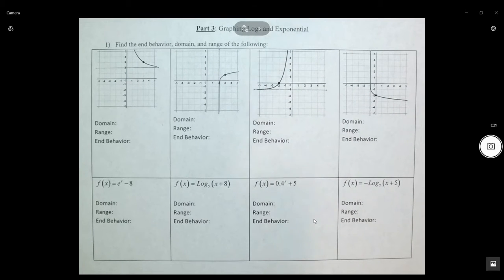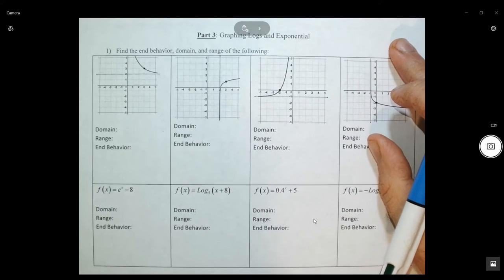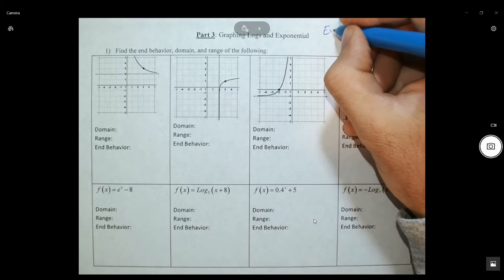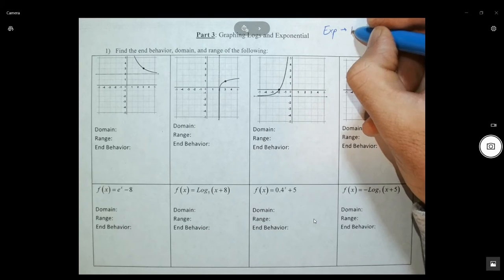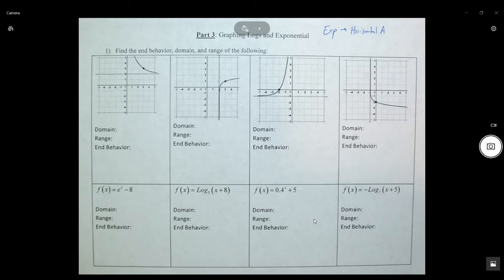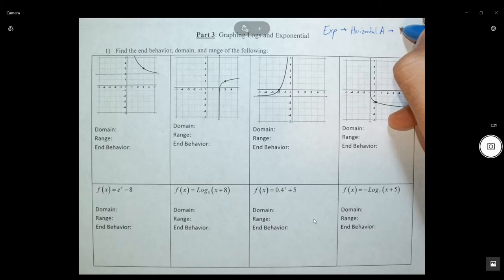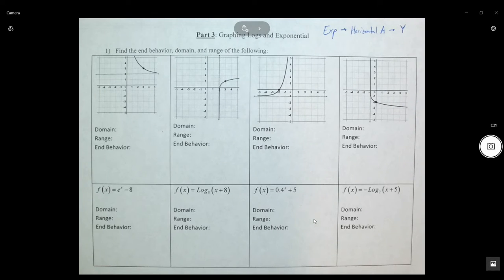Remember, the biggest key in this unit, and I'll just write it at the top as a reminder, is understanding some of the differences with logs and exponentials. So when you're dealing with an exponential, the first thing for you to remember is that you have a horizontal asymptote, and it's going to come from your y's. Right, the horizontal asymptote comes from your y's.